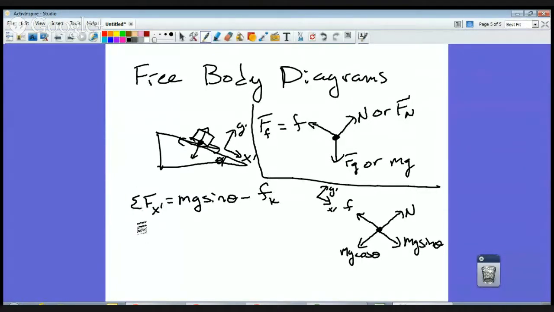And then I've got the sum of the forces in the y prime direction. So in the y prime direction, I'm saying up is positive, so that's the normal force minus mg cosine theta, which is going down to the left.